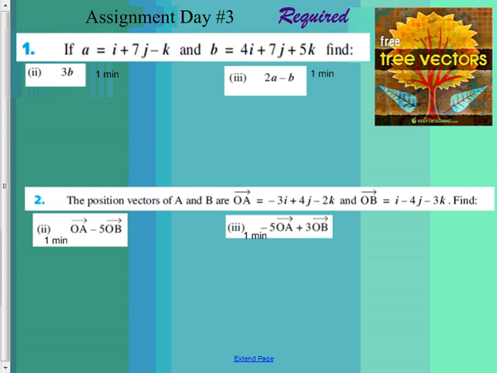So this first few, I hope you're going to find laughably easy now. Tell me the column vector for B, and then we're just going to triple it. What's the column vector for B? 4, 7, 5, and then you just triple it, and you got your answer. It's that easy.